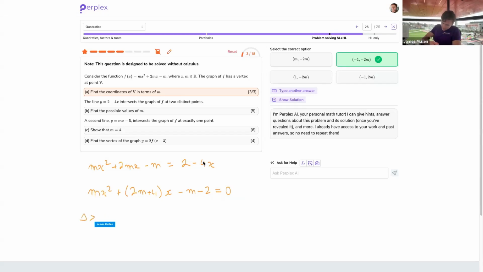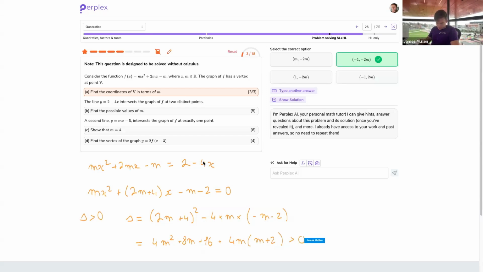So delta is greater than 0, and delta is equal to (2m plus 4) squared minus 4 times a, in this case, is m, times c, which is negative m minus 2. So this becomes, if I expand (2m plus 4) squared, I'm going to get 4m squared plus 8m plus 16 minus 4m, and plus, if I actually switch the brackets here, m plus 2. And that's supposed to be greater than 0.